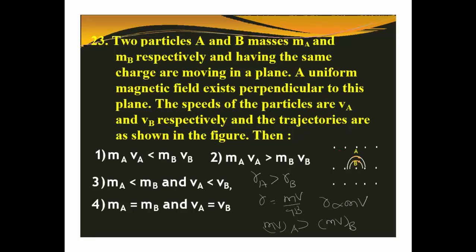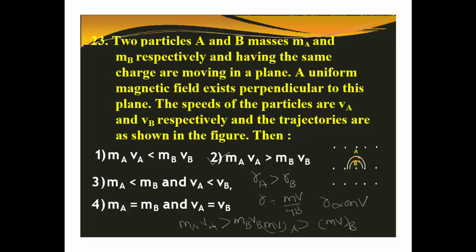MV for A must be greater than MV for B, so the option is the second one. MV for A must be greater than MV for B, because RA is greater than RB. If RA is greater than RB, MV of A should be greater than MV of B. I will write here MA VA greater than MB VB.